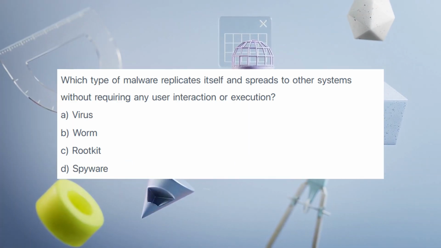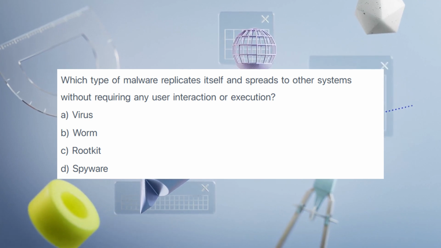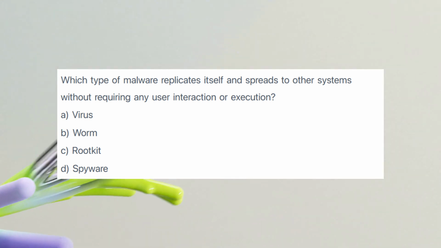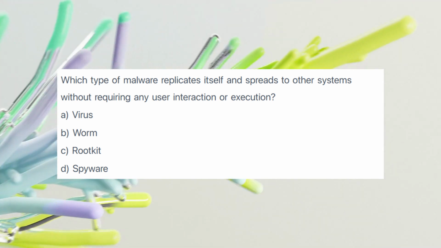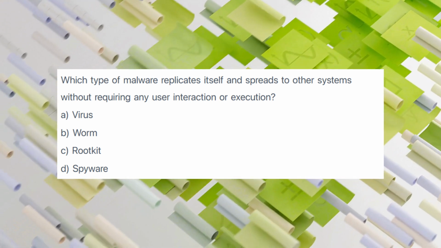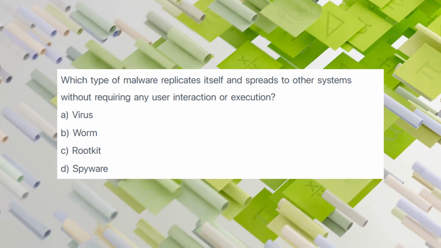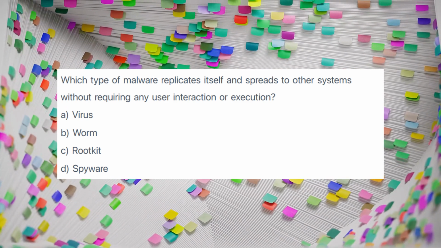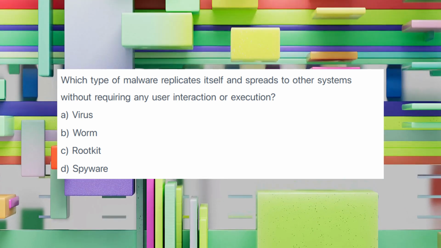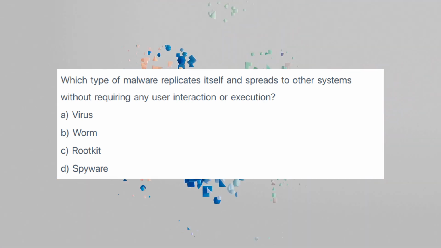Which type of malware replicates itself and spreads to other systems without requiring any user interaction or execution? A. Virus. B. Worm. C. Rootkit. D. Spyware. Take a moment to think.